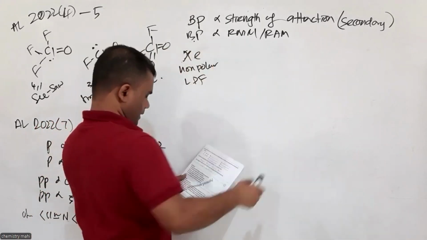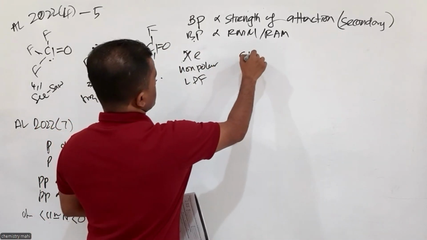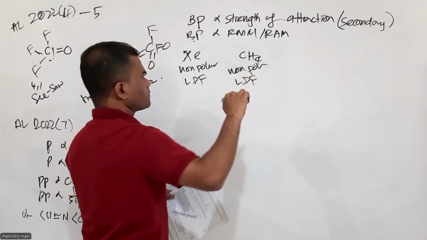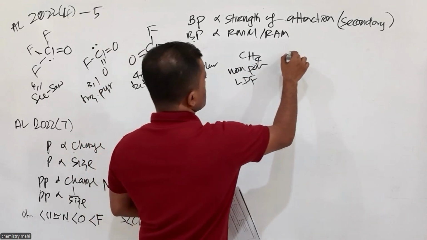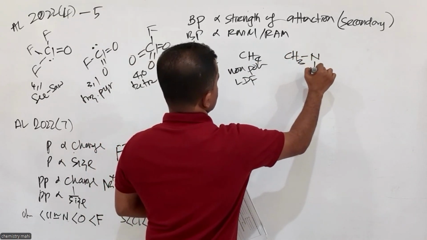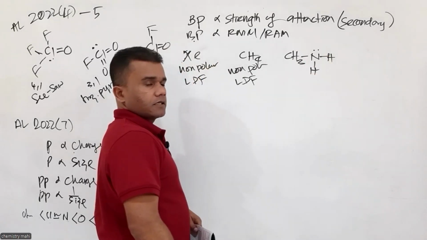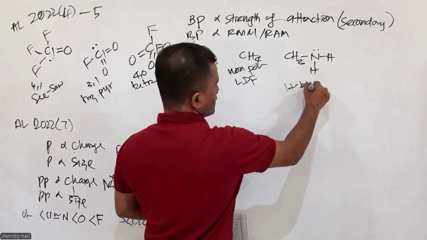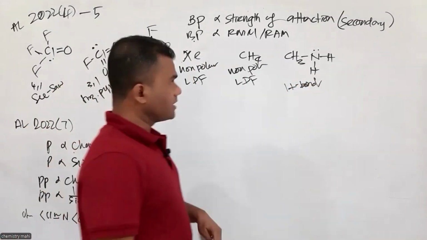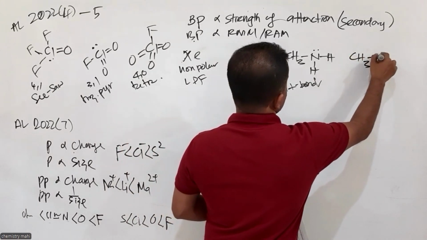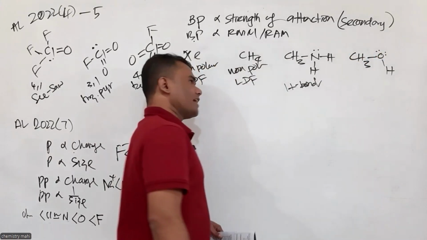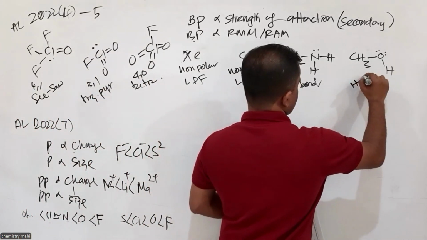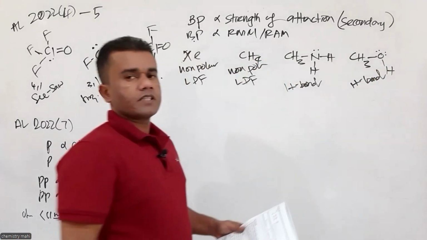Here, xenon is a non-polar atom, so LDF. Next, CH4. Tetrahedral means definitely non-polar, so London dispersion force. Next, CH3NH2. Around nitrogen it's trigonal pyramid, so it is polar, and it has an NH bond. Because of that, the secondary attraction is hydrogen bond. Next, CH3OH. Around oxygen, it's angular, with two bonding pairs and two lone pairs. Angular means polar, and with the OH bond, it's hydrogen bond. That's how we get it.